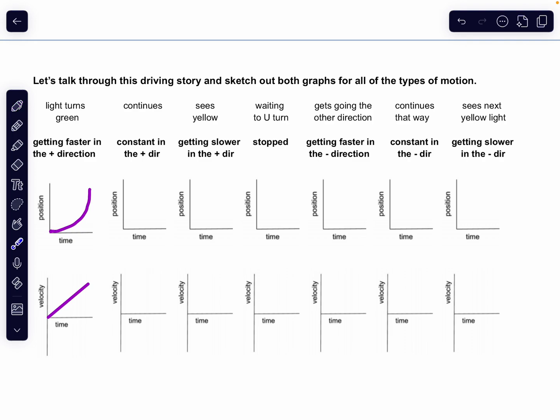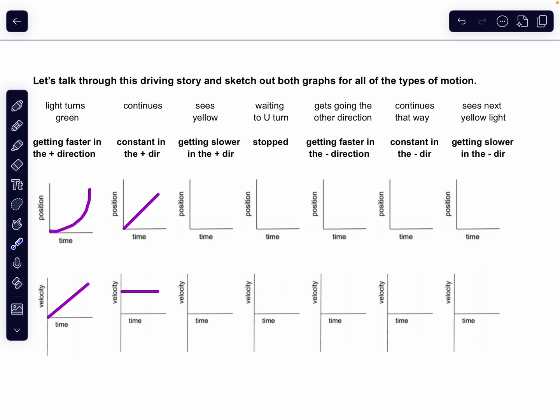We have a car that's moving at a constant speed in the positive direction. Again, my velocity must be in the positive quadrant, so I know that's happening because of the positive direction. For my position graph, it's going to increase at a steady rate, so it's a positive slope, and my velocity is constant, so it must be looking like this.